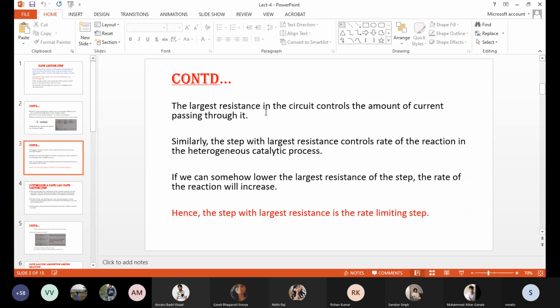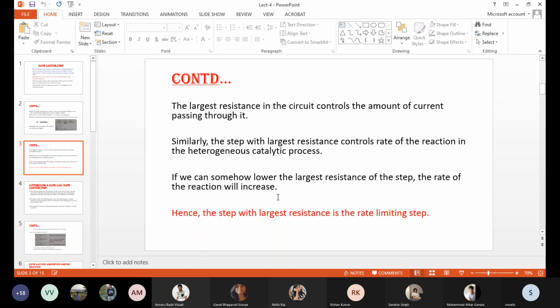The largest resistance in the circuit controls the amount of current passing through it. So the largest resistance in the pathway of a solid catalytic reaction controls the rate of the reaction. Similarly, the step with the largest resistance controls the rate of the reaction in the heterogeneous catalytic process. If we can somehow lower the largest resistance of the step, the rate of the reaction will increase.